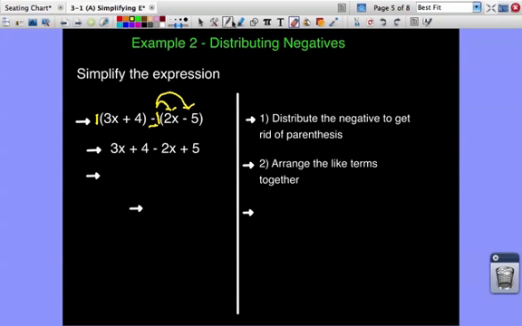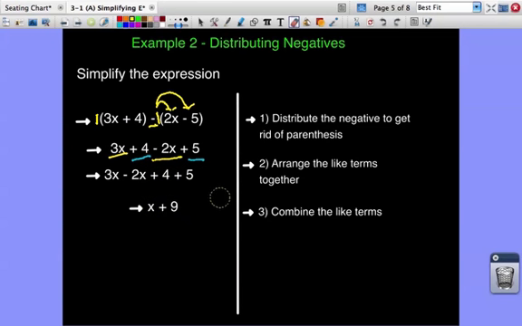My like terms are 3x and negative 2x, and my other like terms would be 4 and 5. So let's rearrange it: 3x minus 2x plus 4 plus 5. Now we can simplify by combining those like terms. 3x minus 2x is 1x, or just x. 4 plus 5 is 9. And we're done: x plus 9. We can't simplify that any further, because we don't know what x is.